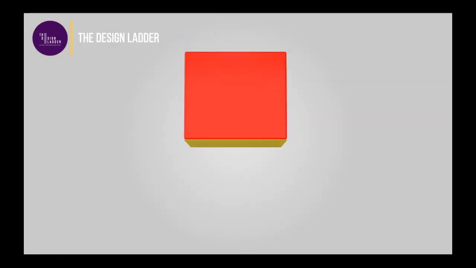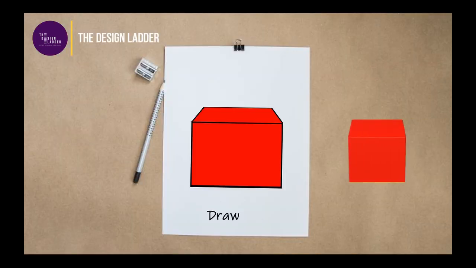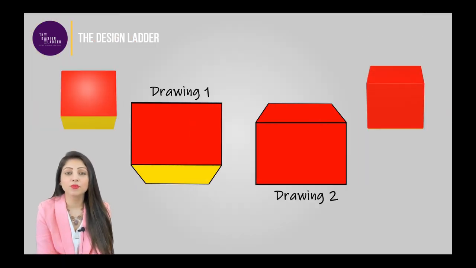Now if you slowly bring this cube below the eye level, you will see that the top of this cube is slowly getting more and more visible, and you cannot see the base of the cube at all. So its drawing would be something like this, where only the front and the top is visible. Now see the difference between both of these drawings, although it's the same cube.